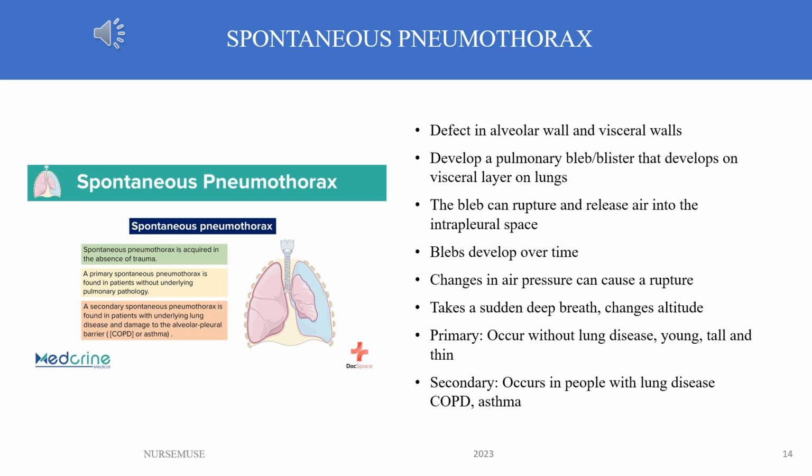And these blebs, or little blisters, they develop over time. So changes in air pressure can cause a rupture. If the patient takes a sudden deep breath or changes altitude, this can all be the cause of a spontaneous pneumothorax. So the primary spontaneous pneumothorax, these occur without lung disease. Usually these patients are young, tall, and thin. And then we have secondary spontaneous pneumothoraxes, and they occur in people with lung disease such as COPD and/or asthma.